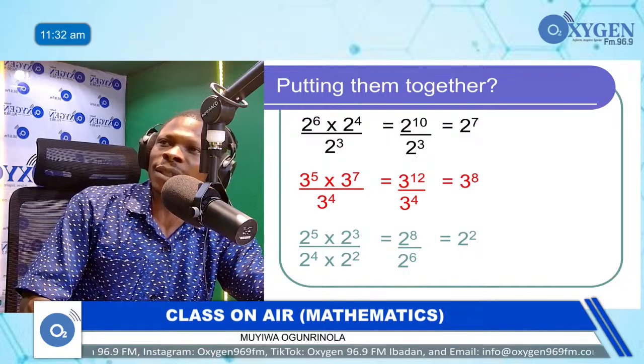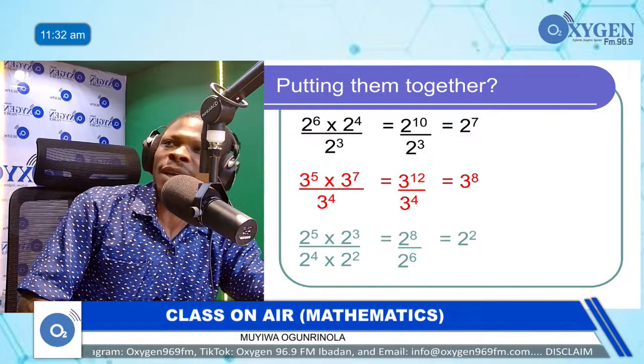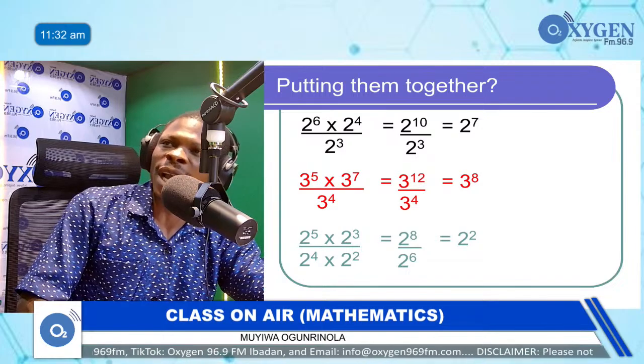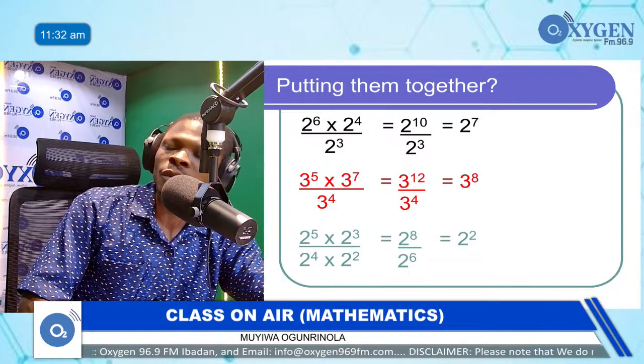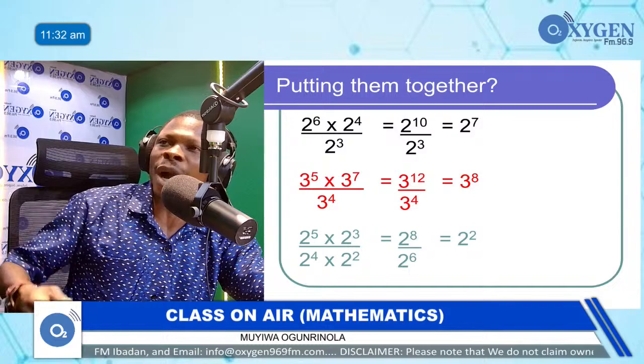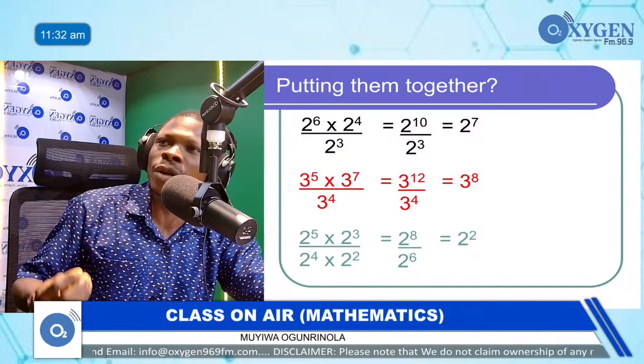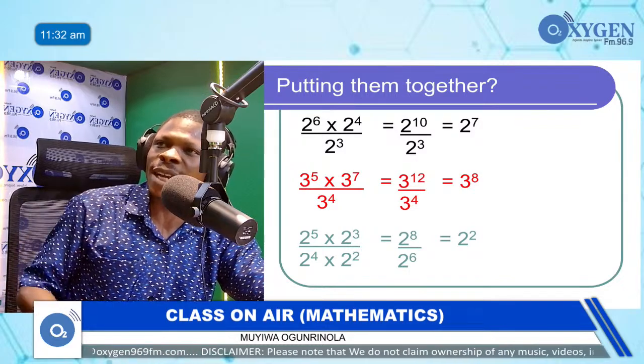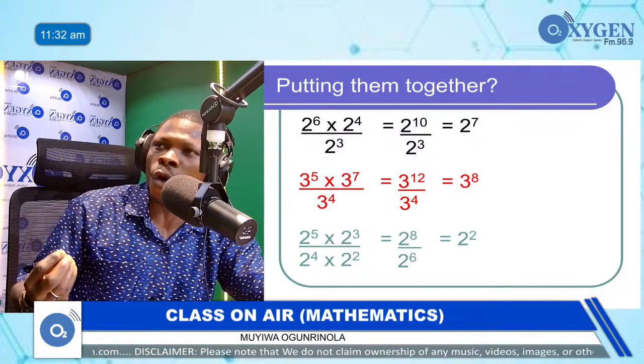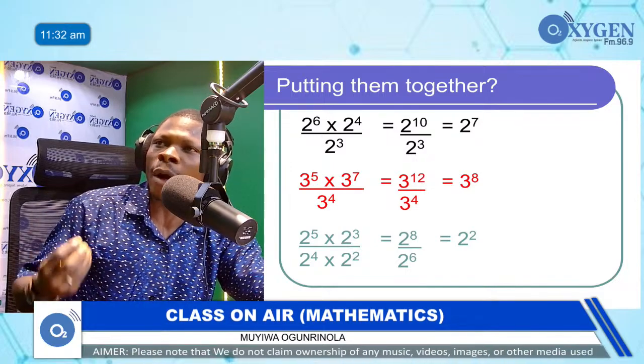Now, another one we can still look at is 2 raised to power 5 times 2 raised to power 3 divided by 2 raised to power 4 times 2 raised to power 2.